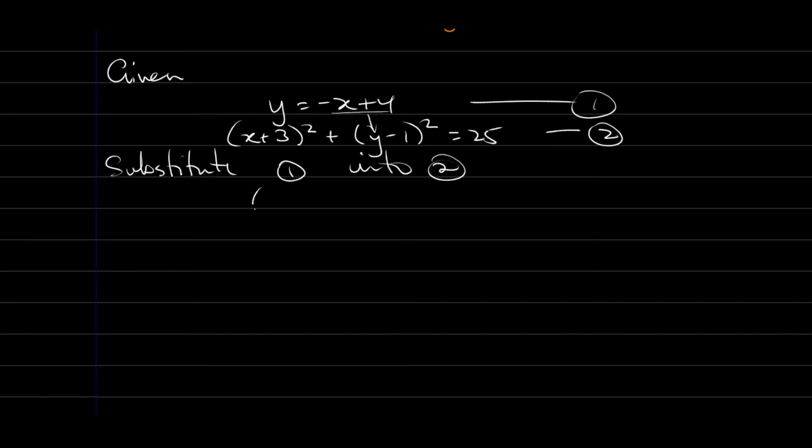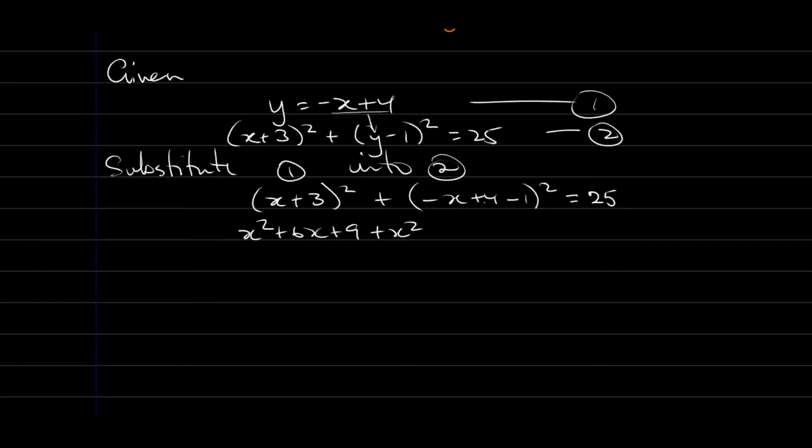We're going to get here that (x plus 3) squared plus (minus x plus 4 minus 1) squared equal to 25. And we're going to expand this just like we did the previous one. So we're going to have x squared plus 6x plus 9. And this here is going to be minus x, so we're going to have plus x squared. This is going to be plus 3, so this is minus 3 minus 6x. And then we're going to have 3 squared, which is 9. And then we're going to minus the 25 equals 0.